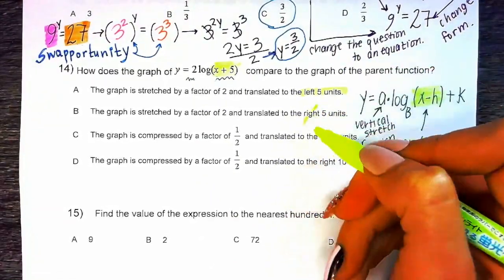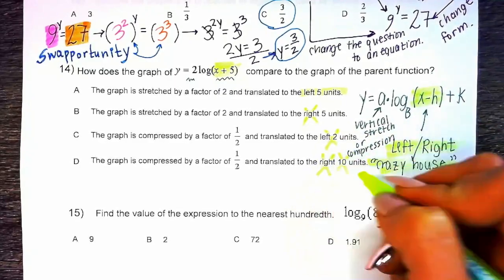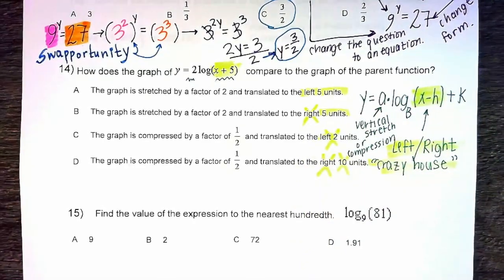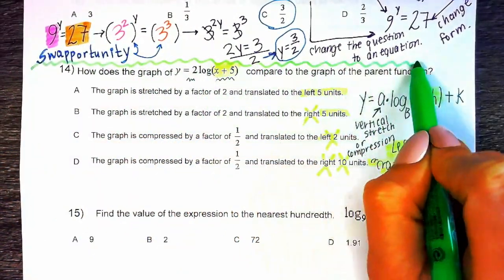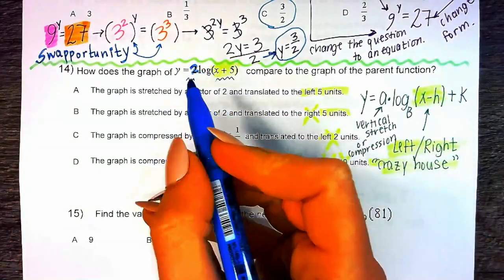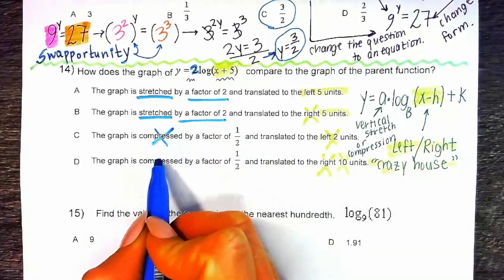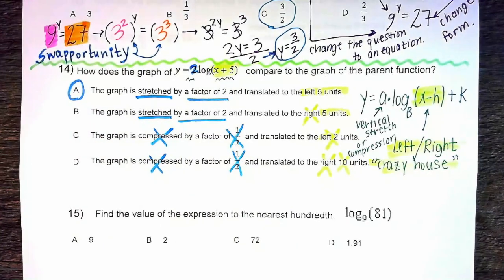A is our vertical stretch or compression. When the value is larger than 1, ignoring any negatives out front, it's a vertical stretch. And if the number is between 0 and 1, again, we don't pay attention to any negatives for this, it would be a vertical compression. Which choice has all of this criteria met? The answer for this question is going to be A.